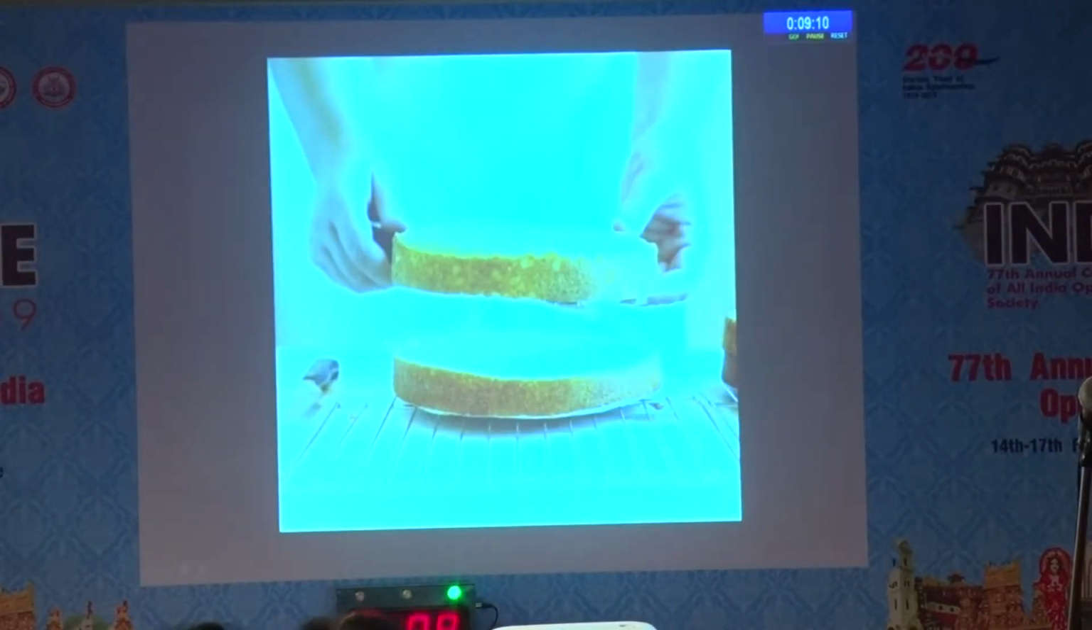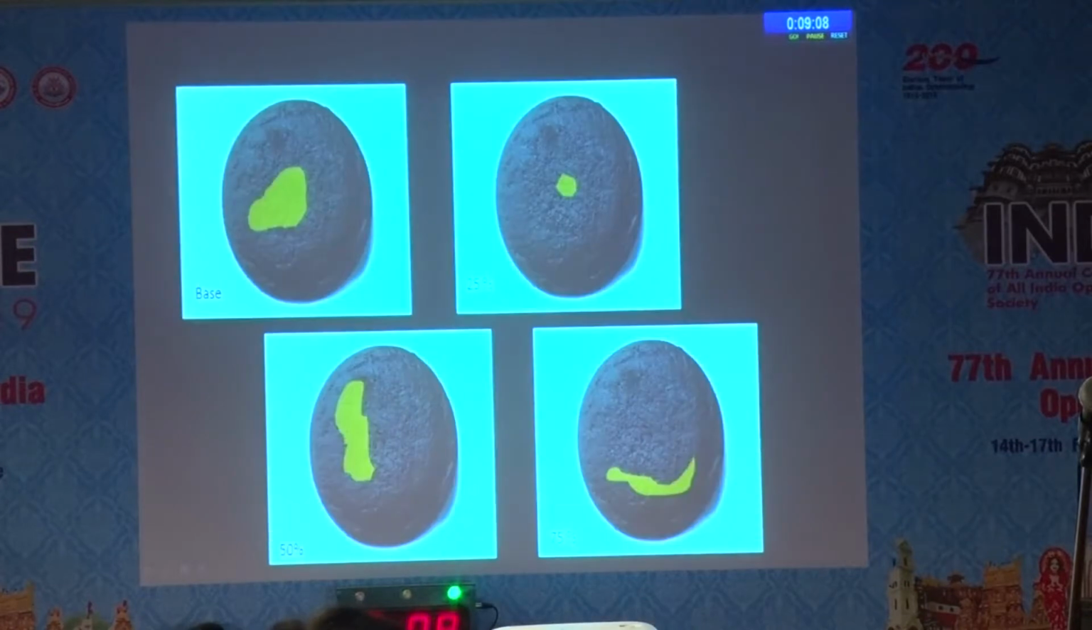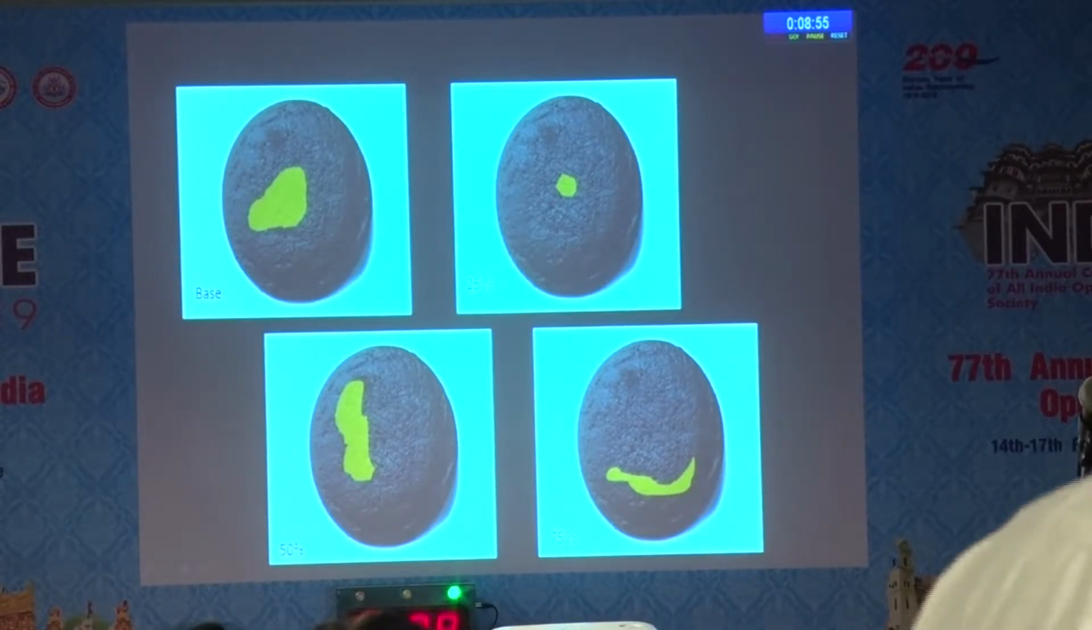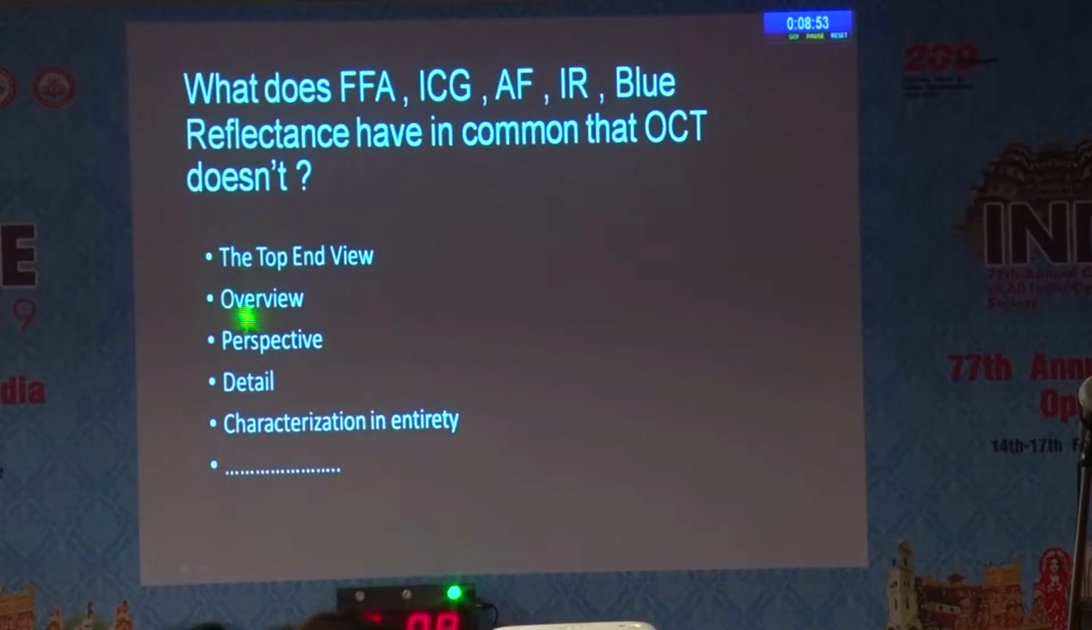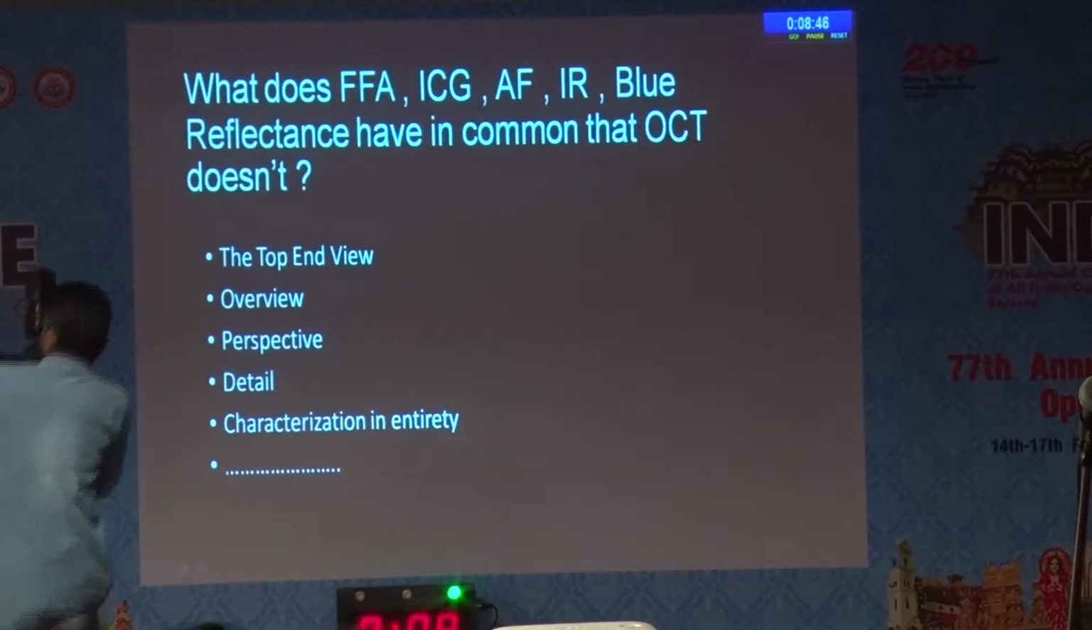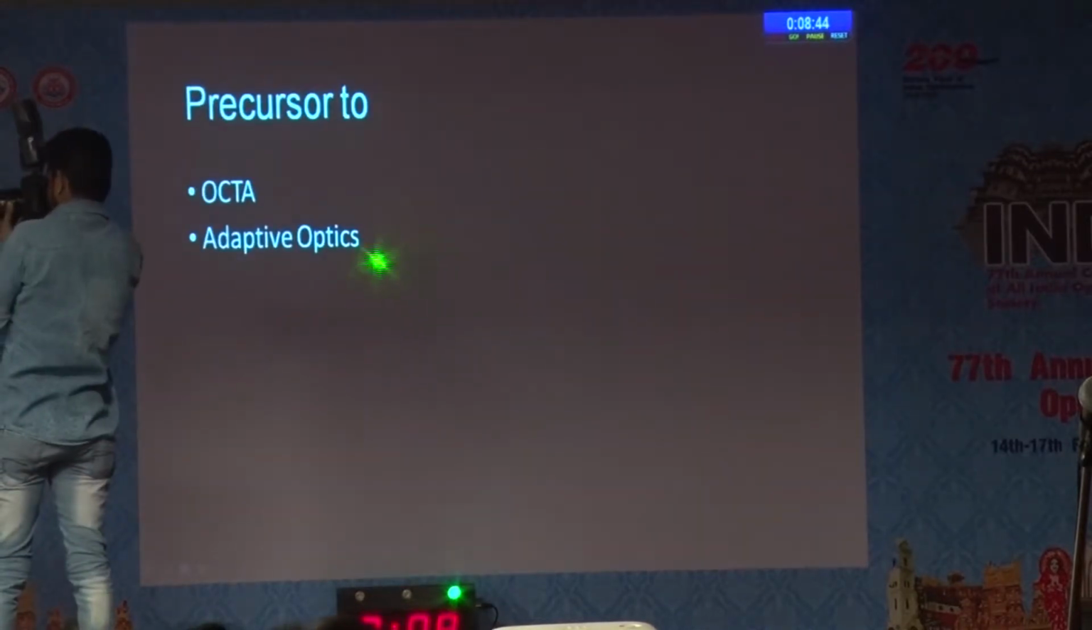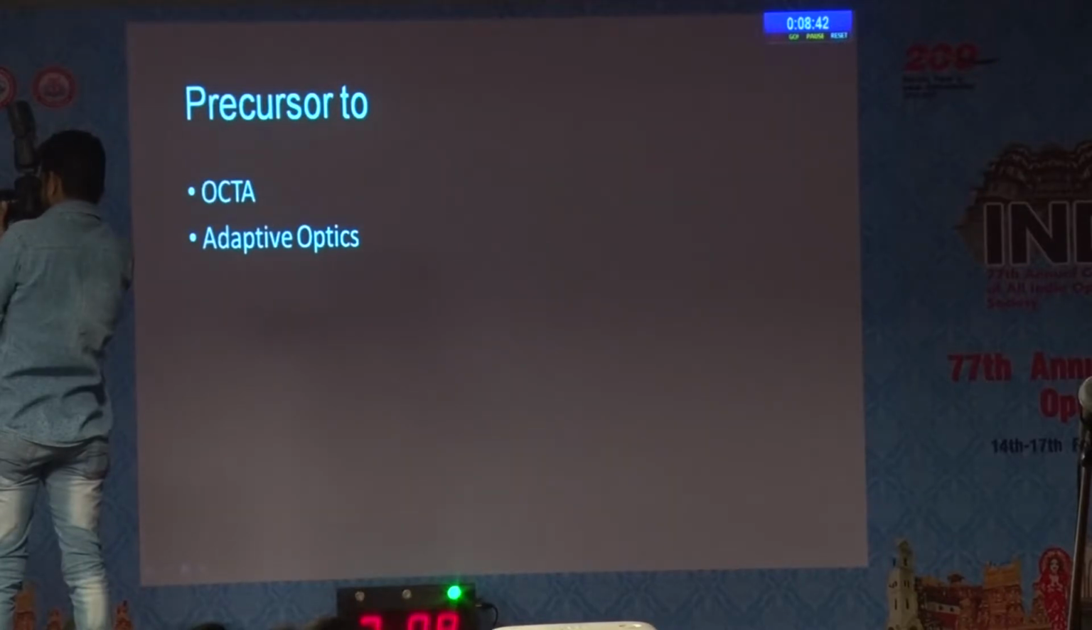It cuts the cake along this axis and lets you look from the top. So it lets you look at different areas. At the base, okay, there's cream. There was no cream in this area. At 25%, at 50%, 75%, it lets you look at the correlation of each layer to the layer above or below it. So this is what it gives you: perspective, objectivity, and a top-end view, something a regular cross-sectional OCT does not give you. And it has been the precursor to OCT angiography and also to adaptive optics.